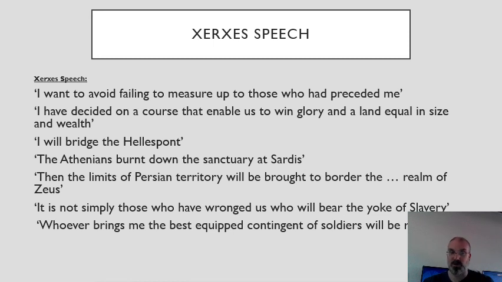So Xerxes will have the whole world, and that will be comparable in size to the kingdom of Zeus.